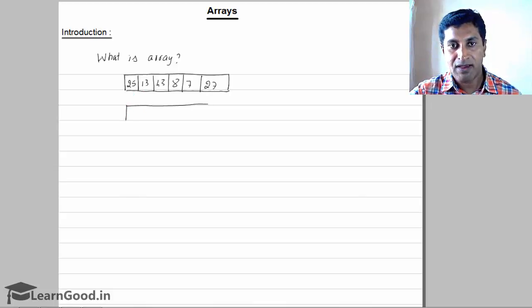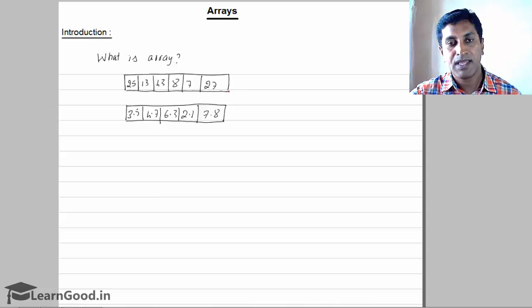In the same way you can have another array of 5 elements where you're going to store 3.5, 4.7, 6.3, 2.1, 7.8. All these are of type double data type. An array is nothing but a collection of similar type of elements of a fixed size.